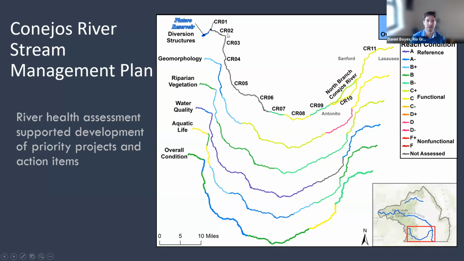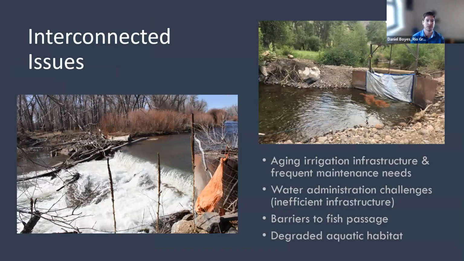And one of the things that we looked at was diversion infrastructure, and how that relates to river health variables. So some of the key issues identified from the Conejos River Stream Management Plan were aging irrigation infrastructure and the need for frequent maintenance of that infrastructure with heavy equipment in the river channel just to maintain diversion structures and head gates. Also water administration challenges, which were related to the inefficient diversion infrastructure. Also barriers to fish passage, which in most cases were related to diversion infrastructure, and then also degraded aquatic habitat.